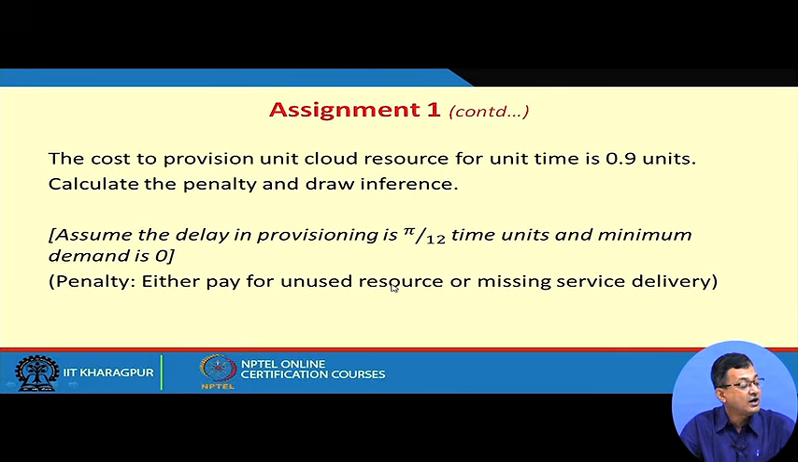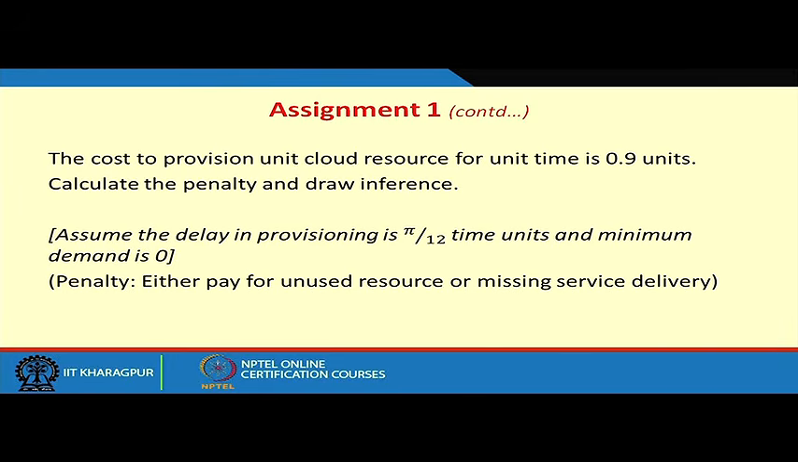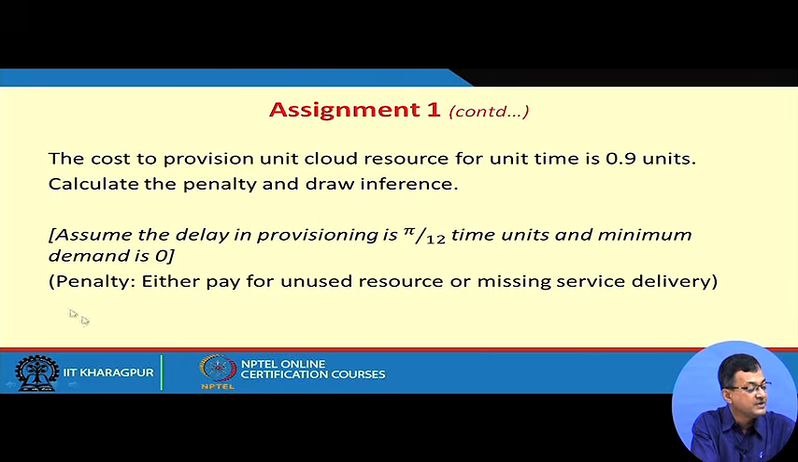The cost to provision a unit cloud resource per unit time is 0.9 units. We want to calculate the penalty, if any, and draw an inference on why this type of penalty arises. We are assuming some factors, like what the delay in provisioning should be, and the penalty, which may be either paying for unused resources or missing service delivery. I encourage you to look at this problem this way. We will discuss this problem in one of the subsequent classes.